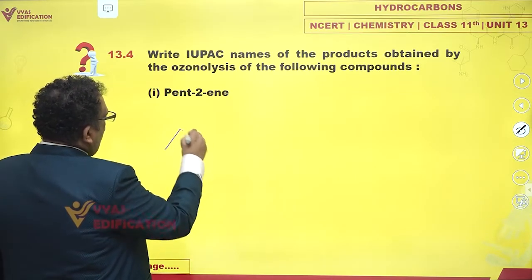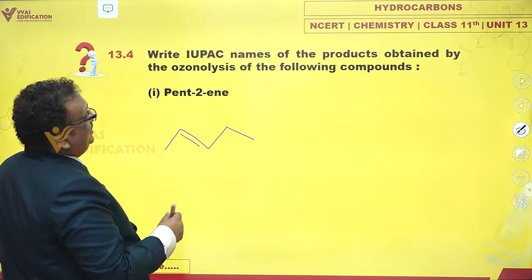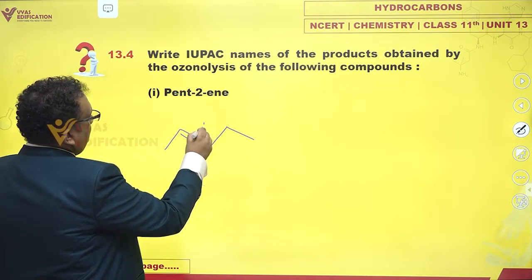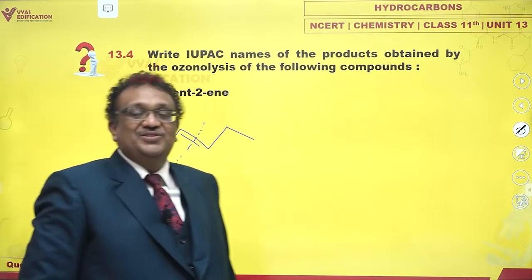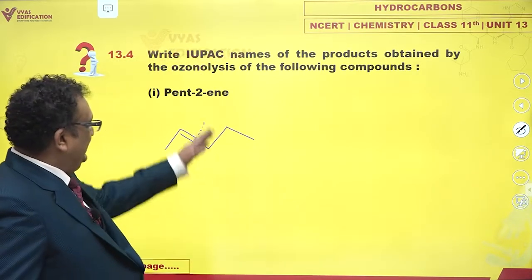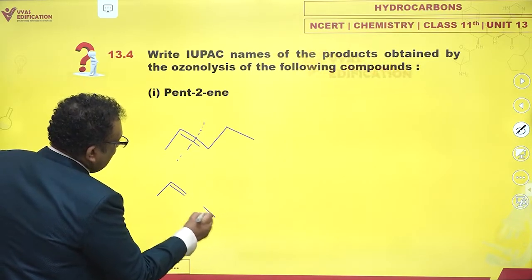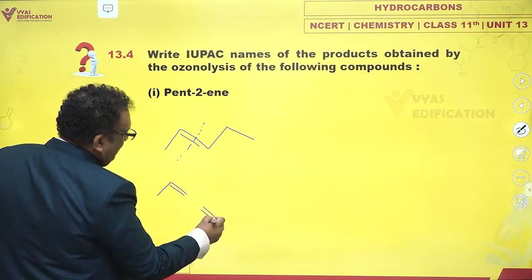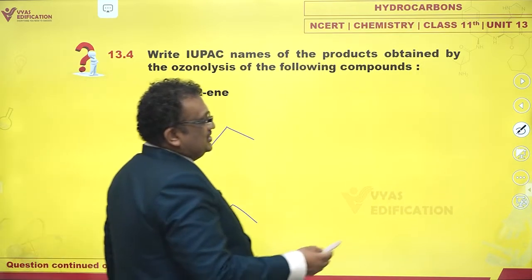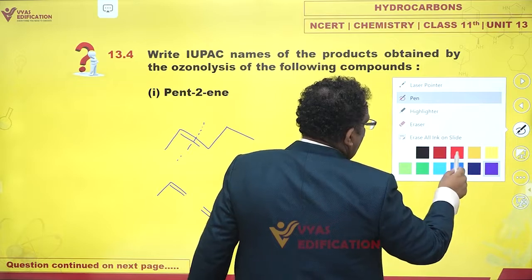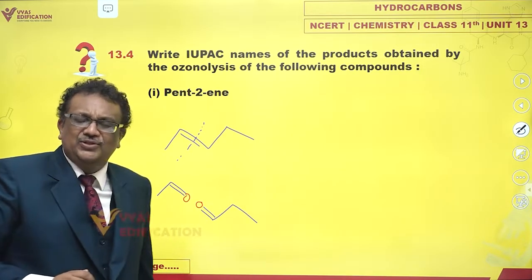You have pent-2-ene. 1, 2, 3, 4, 5. This is pent-2-ene. On ozonolysis, this is what happens. You break the double bond. And what do you get? Just separate them, put them a little far apart, and all you need to do is attach oxygens here. That's all.